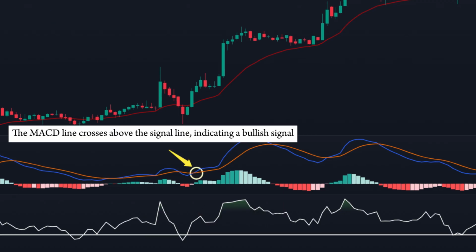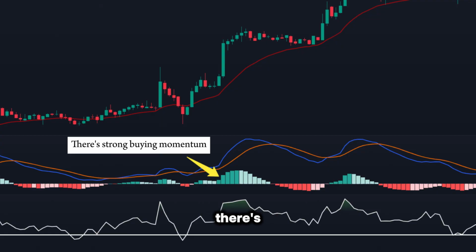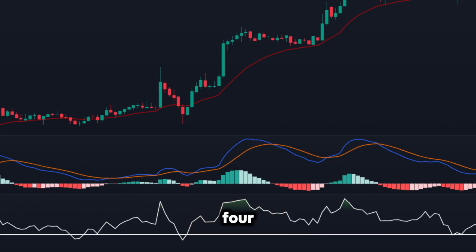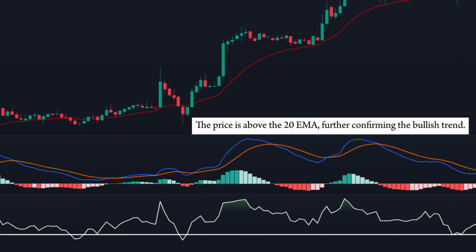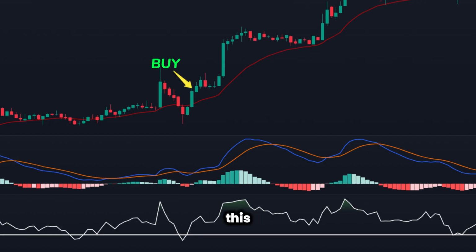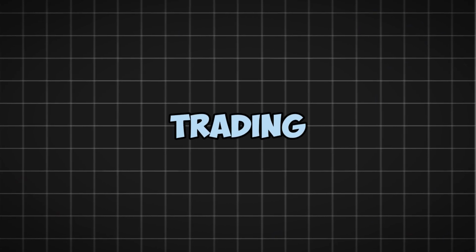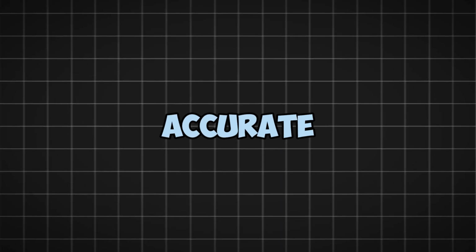1. MACD. The MACD line crosses above the signal line, indicating a bullish signal. 2. Histogram. There's strong buying momentum, confirming the bullish signal. 3. RSI. The RSI is above the 50 line, reinforcing the bullish signal. 4. EMA. The price is above the 20 EMA, further confirming the bullish trend. After all these confirmations, traders can consider this as an entry point. Remember, using a stop loss is crucial since trading indicators may not always provide accurate signals.